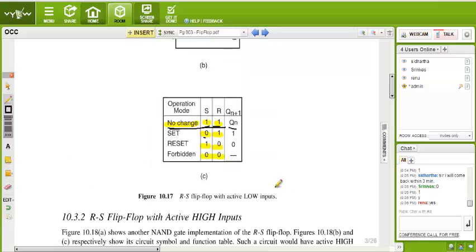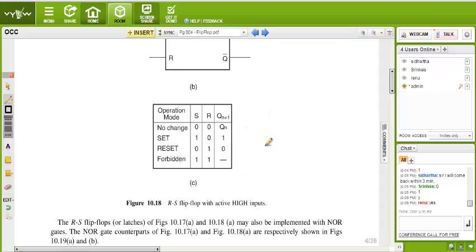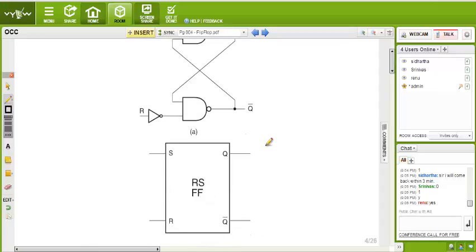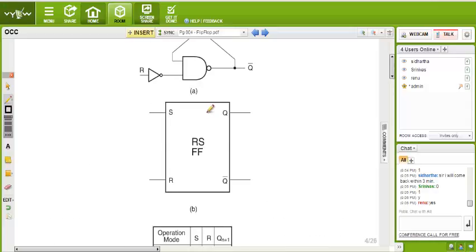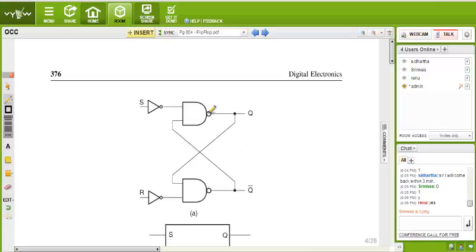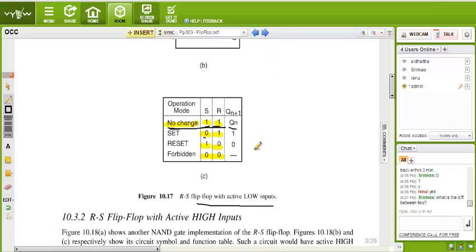there are two basic forms. One is the RS flip-flop with active low and another is the RS flip-flop with active high. I think it will be better if you just remember the active high one, because logically it is very correct. Logically it is very correct means, see, when set is 1 your circuit should set. When reset is 1 your circuit should reset.